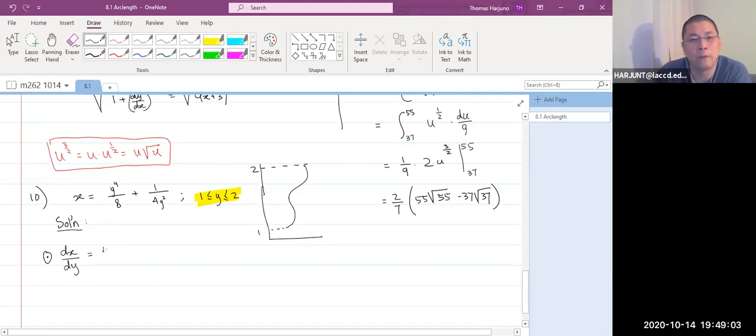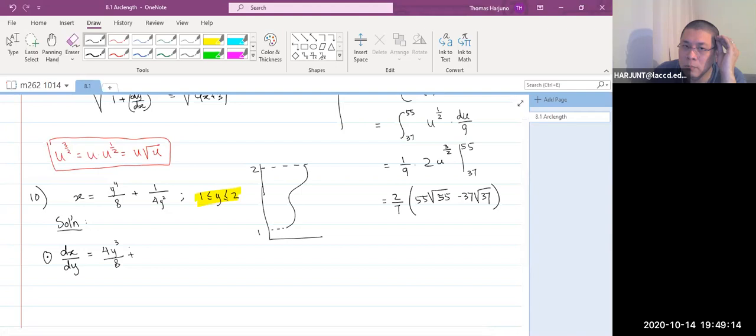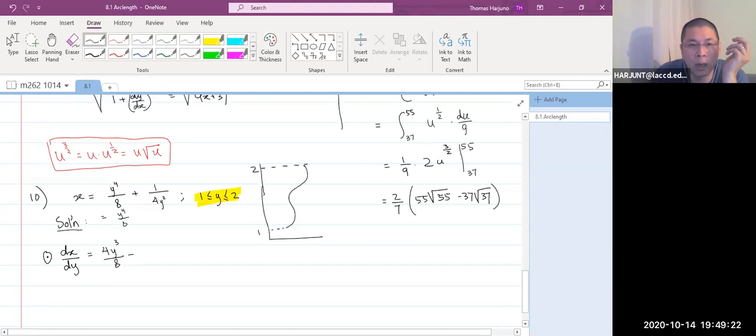That will be 4y cubed over 8 plus... actually becomes minus, because this is y to the 4th over 8. This is y to the negative 2 over 4. When I do the derivative, it becomes negative 2y to the negative 3 over 4. Simplify to make life easier. That's why you call that simplify your life, right?